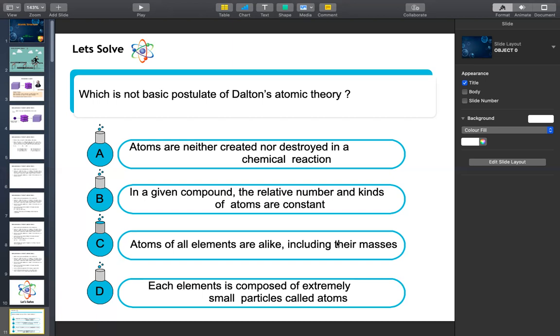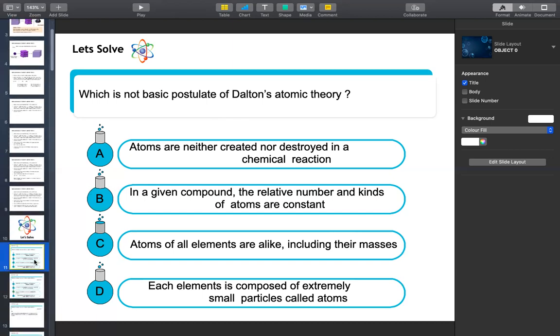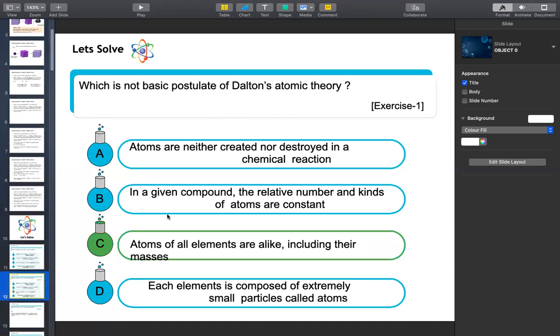So 9 of you have given the answer as B, and the correct answer is C. Very few students have answered C, just 4. 11 gave the wrong answer. Option: John Dalton, atoms of all elements are alike, including their masses. When did John Dalton say this? He didn't say this. But he didn't say B either, right?